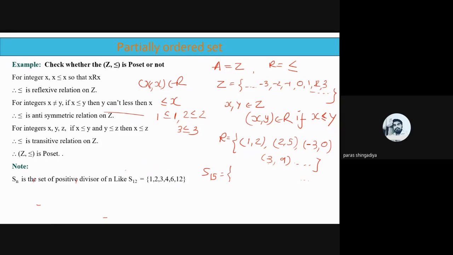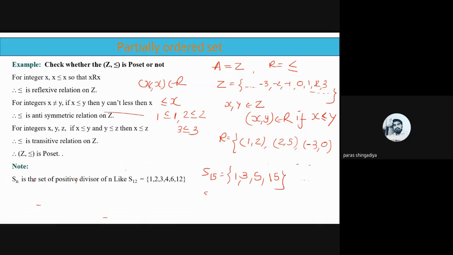Let us consider another number, S15. Which numbers are the divisors of 15? 1 itself. Then 2 is not included here. 3, okay, 15 is divided by 3. Then you can consider 5, and then 15 itself. So these four numbers you can include in S15, and these are the divisors of 15: 1, 3, 5, 15. Clear?